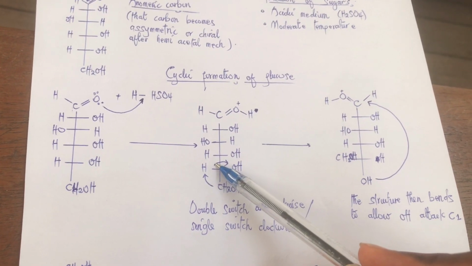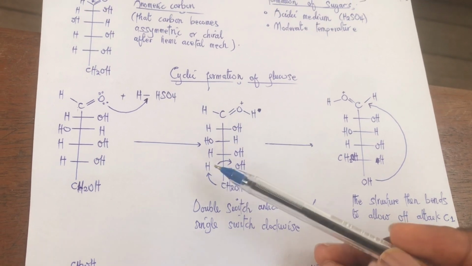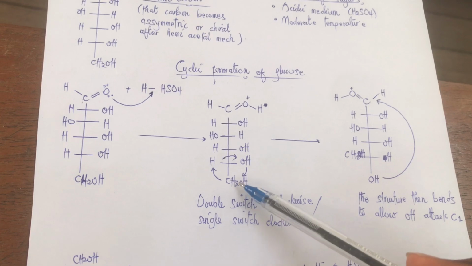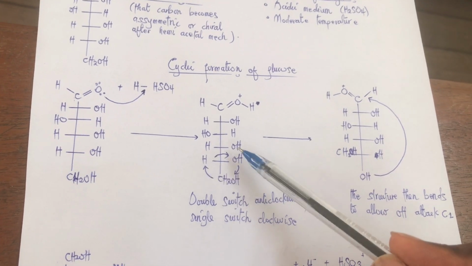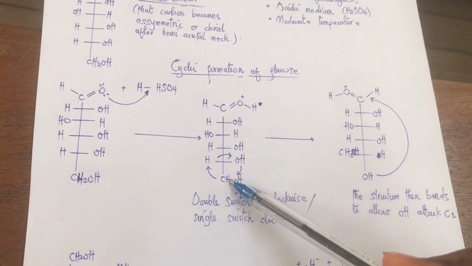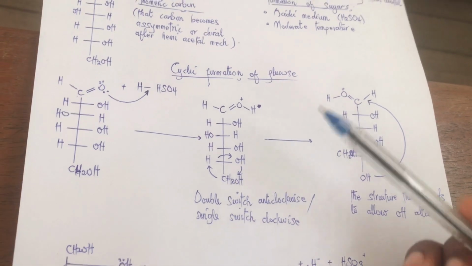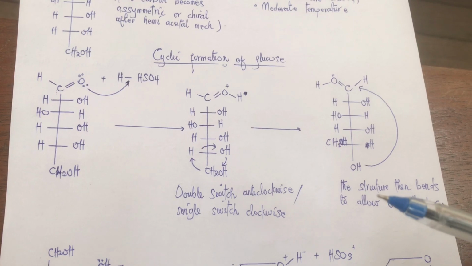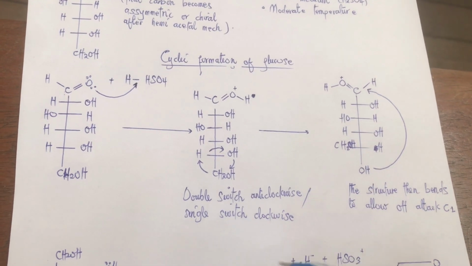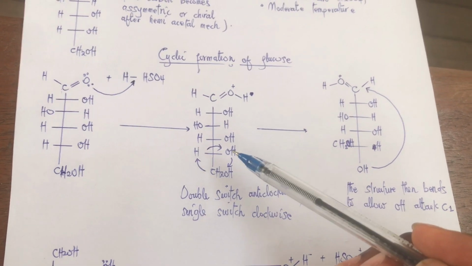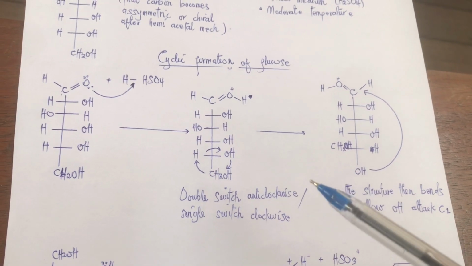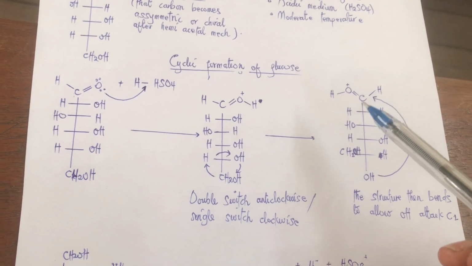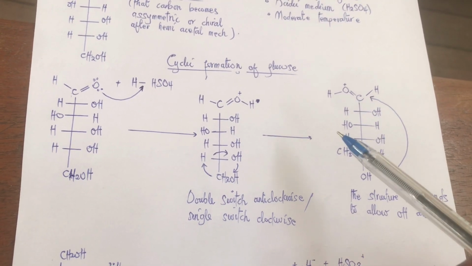before it moves to this side, which is a double switch anti-clockwise, or it can go a single switch clockwise, where the CH2OH will come to this side, this hydrogen will come to this side, and this oxygen will come to this side. Because at the end of the day, there must be a rearrangement for the electron cloud formation to occur. There must be a rearrangement where this OH will have the ability to attack the carbonyl group, which is the C double bond to the oxygen.